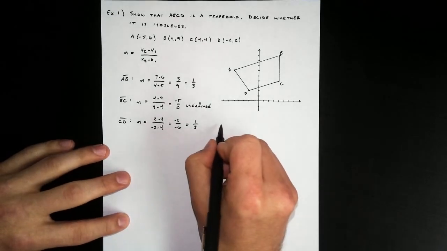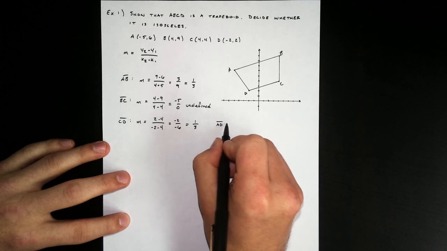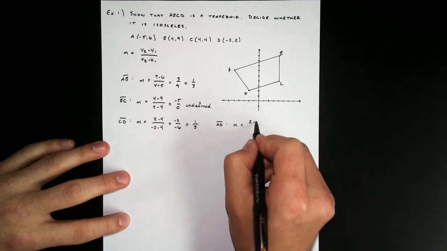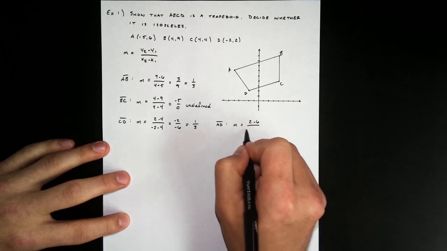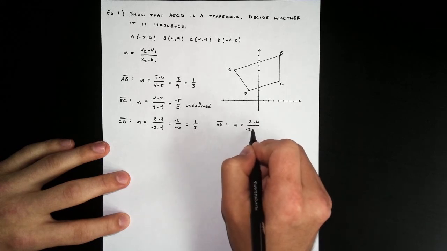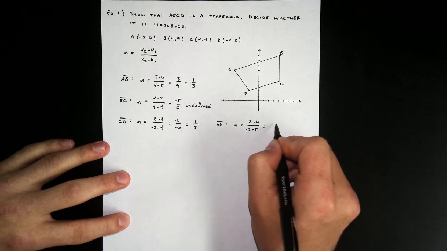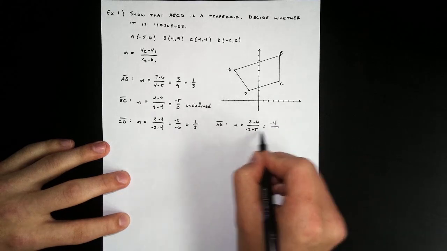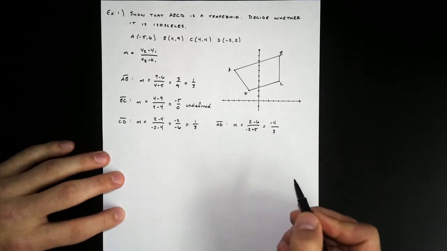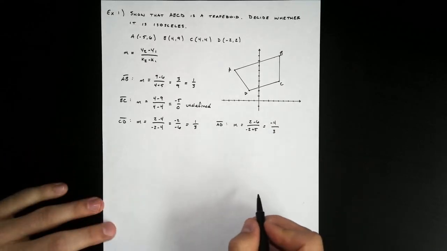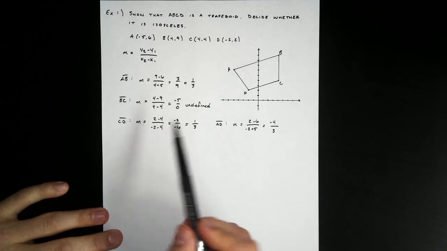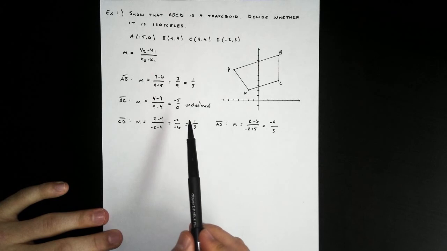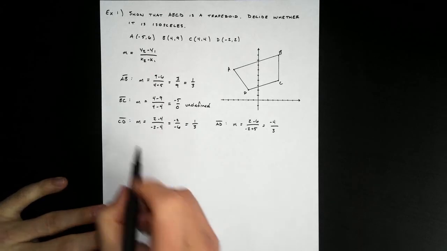And then our last one, AD, our slope here: we got 2 minus 6, and then negative 2 minus a negative 5. So 2 minus 6, we get negative 4 over 3. Okay, so taking a look at all of our slopes, there's only 2 that match. So that means we only have one pair of parallel sides.